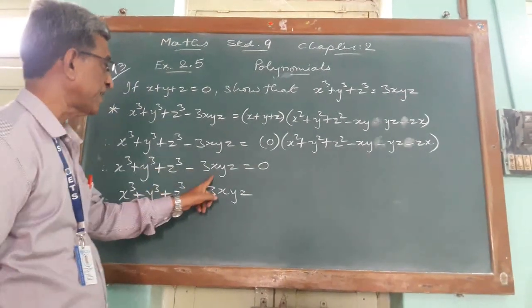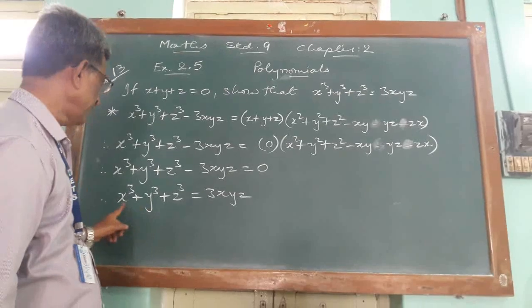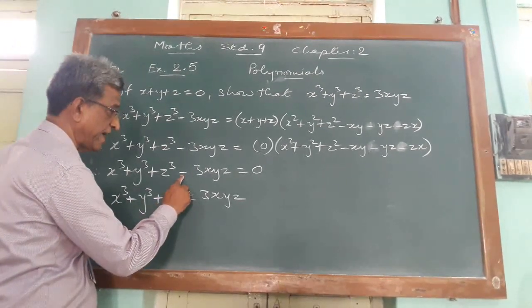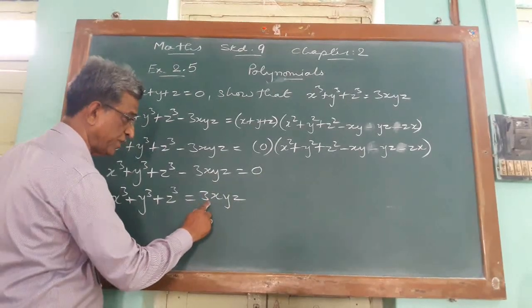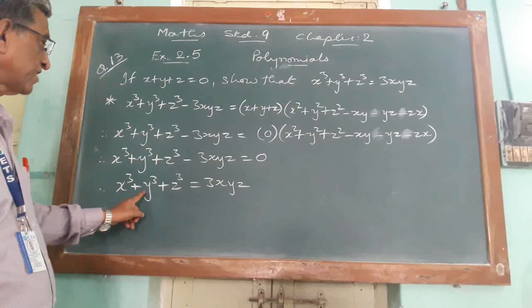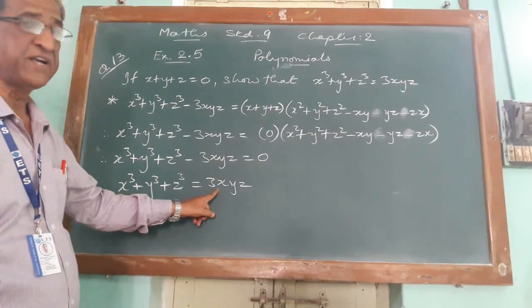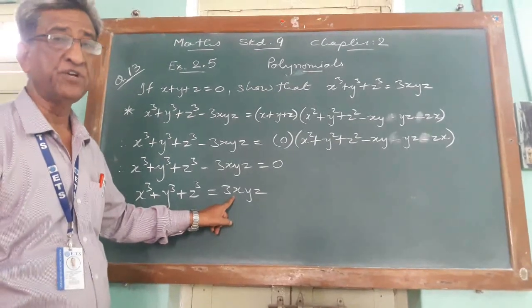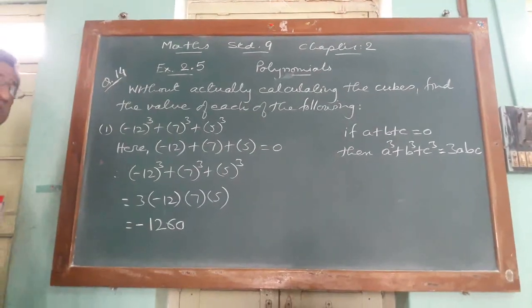Now take 3xyz on the other side. So you will get x cube plus y cube plus z cube equal to 3xyz. So it is proved that x cube plus y cube plus z cube equals 3xyz when x plus y plus z equals 0. Answer. Question 14.